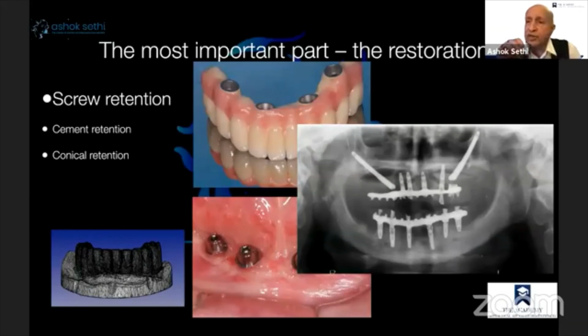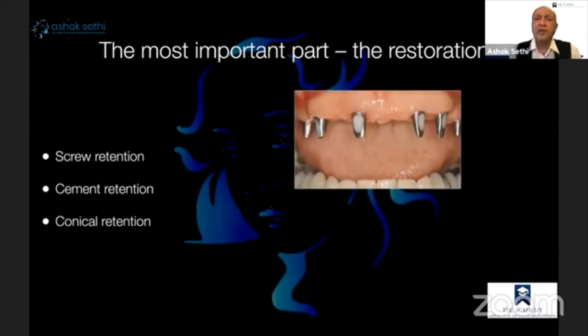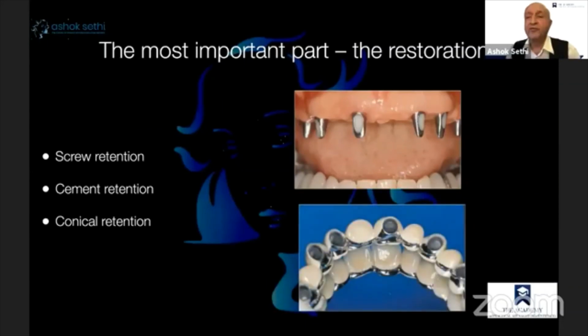So CAD/CAM technology and an accurate impression. The most important thing is the accurate impression. Otherwise, you can't produce something. And this can be done conventionally or digitally. So that is the secret to it. As I said, cement retention is something we're familiar with. We have no screw access holes. We just cement the prosthesis in place. And in my view, we get very good outcomes from that.